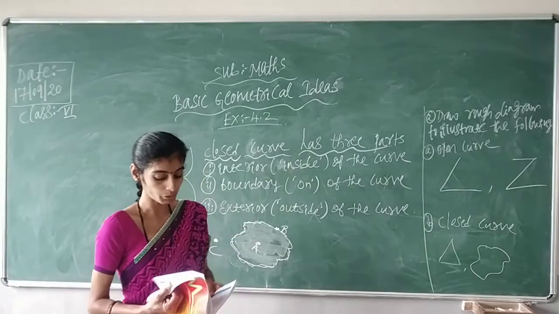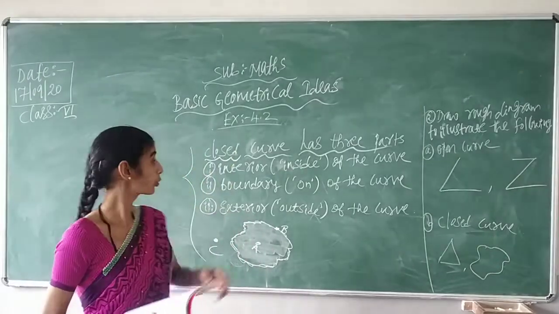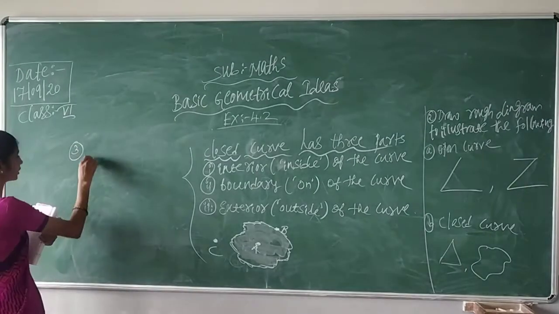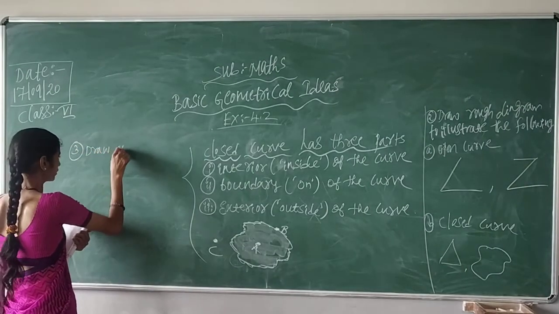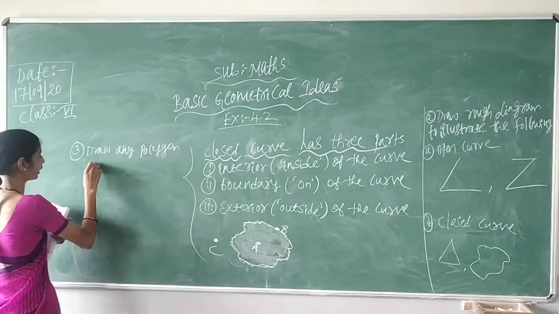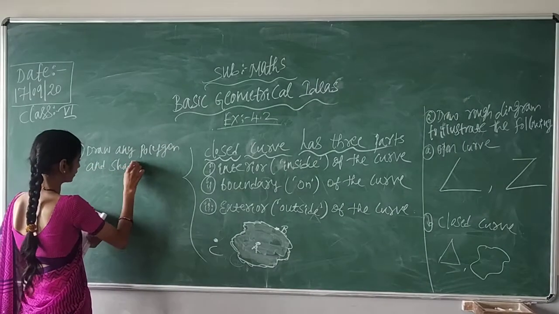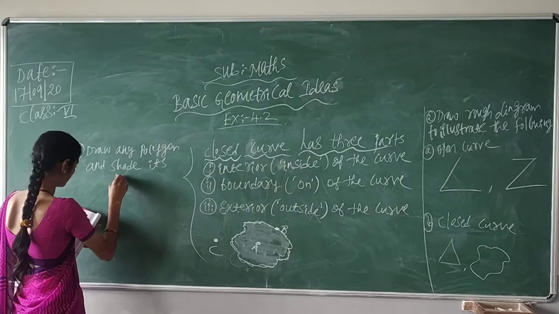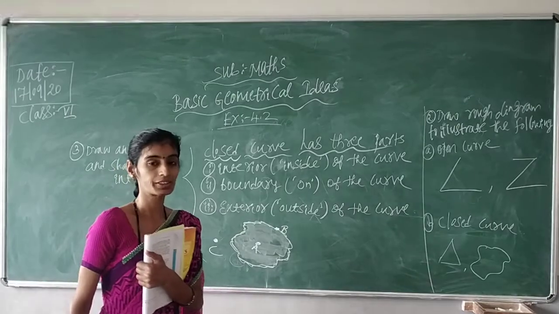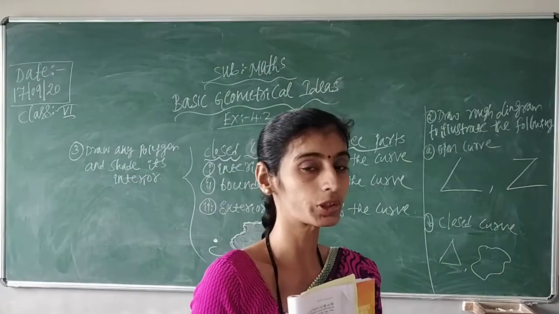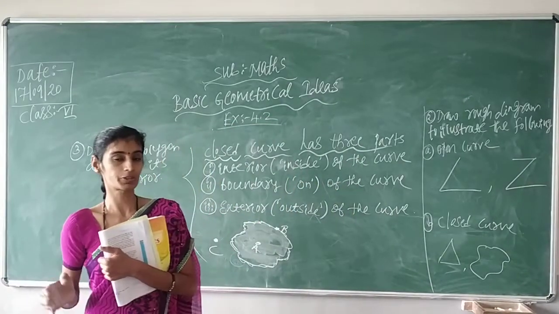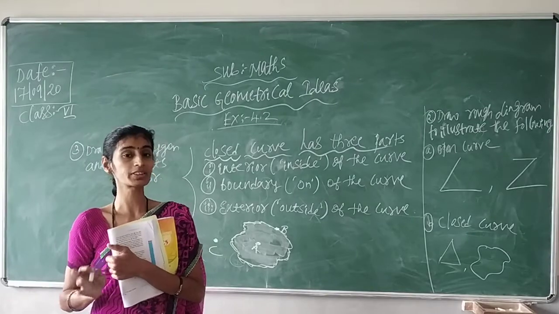So now we will move on to question number 3. Exercise 4.2, question number 3. So now what is the question children? Draw any polygon and shade its interior. I never have explained the term polygon. Poly means many. Yes or no children? Gon means angle. Means the figure with many sides, we call them as a polygon.